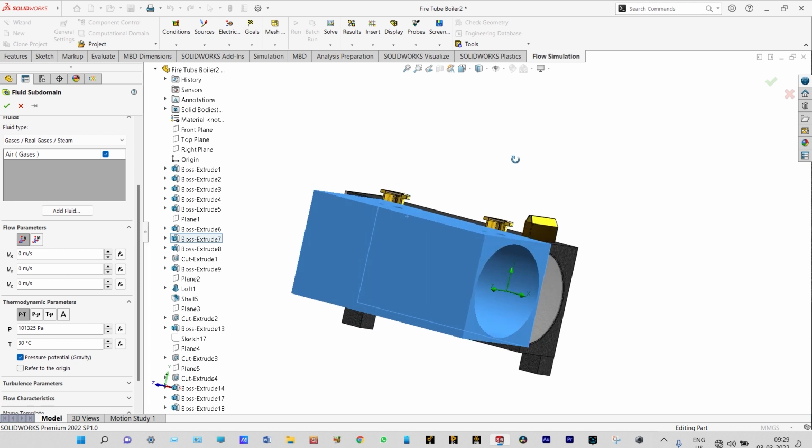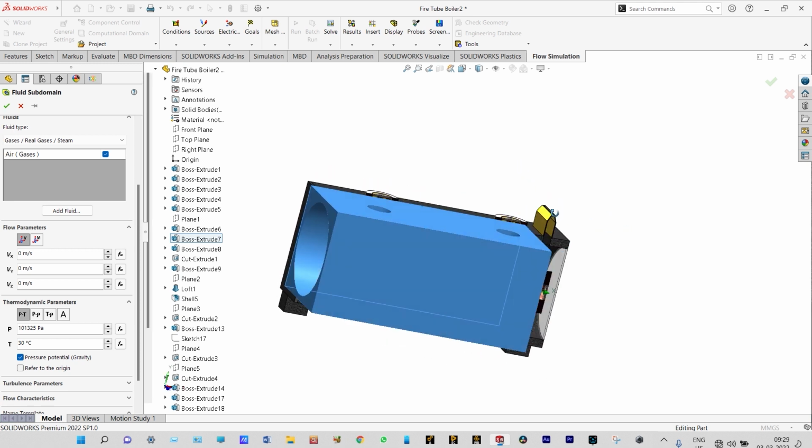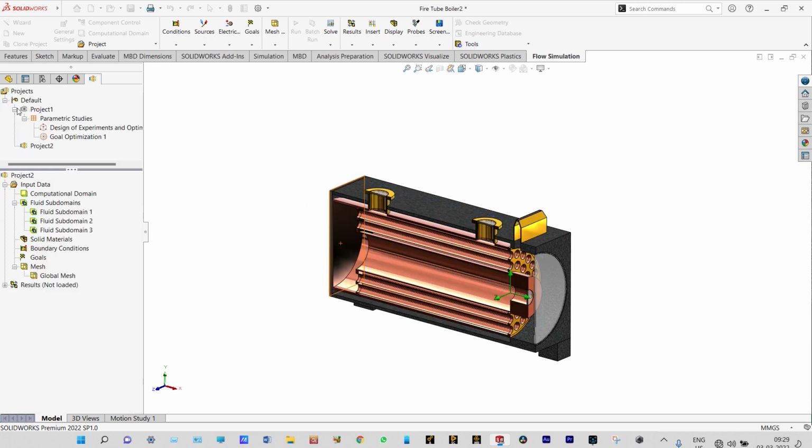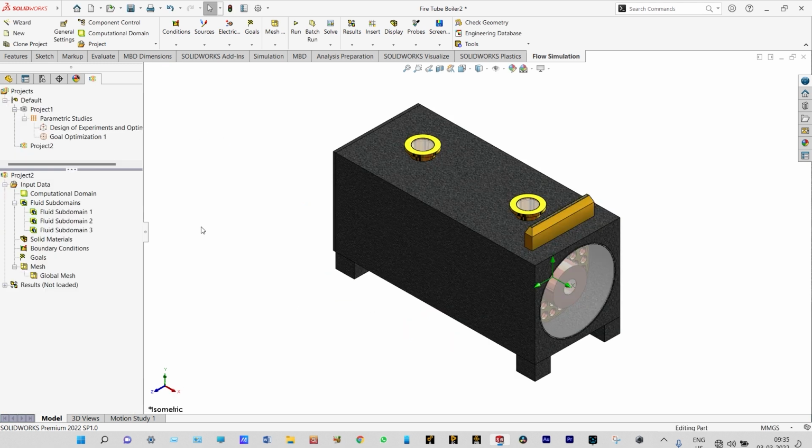Right, we can see the green check. All the fluid domains have been selected. Next to that, we need to apply solid materials. Insert solid materials.